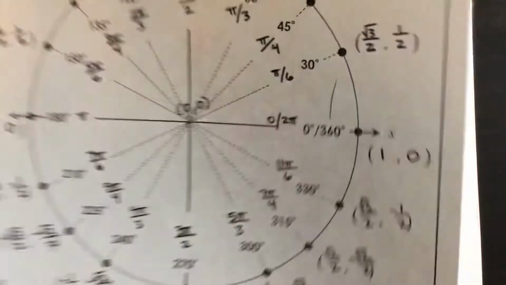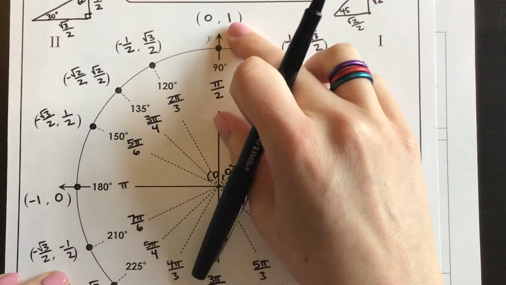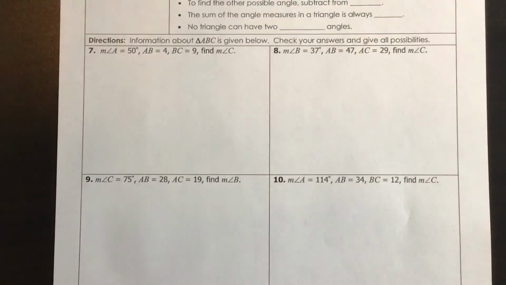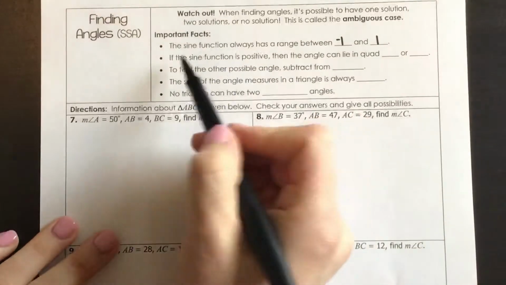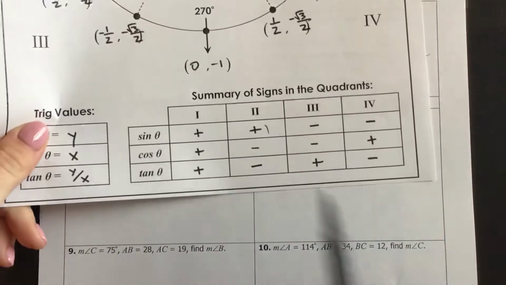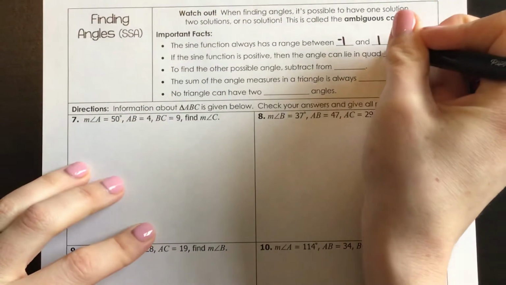So look at the unit circle for that. This is the largest y value, which is 1. This is the smallest y value, which is -1. We never go outside of that range. Next, if the sine function is positive, the angle can lie either in the first or the second quadrants.